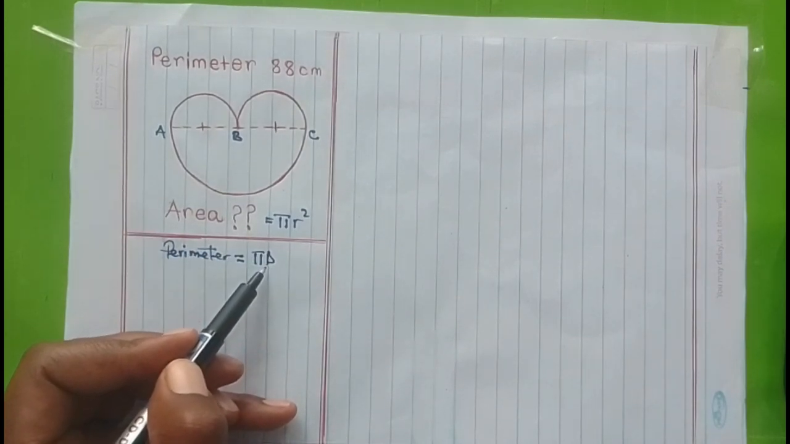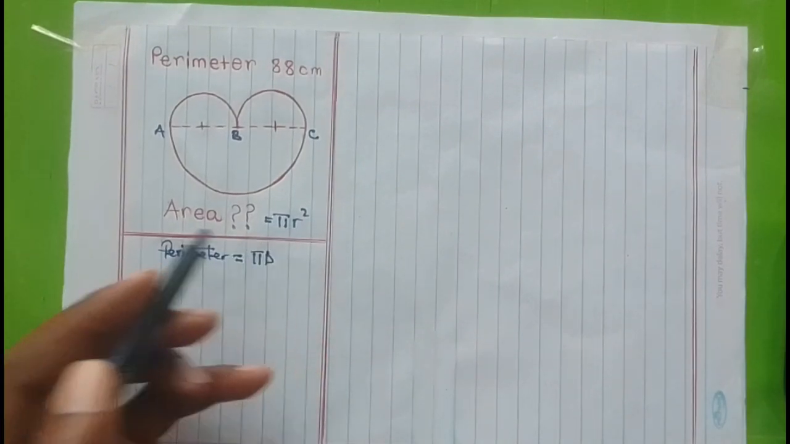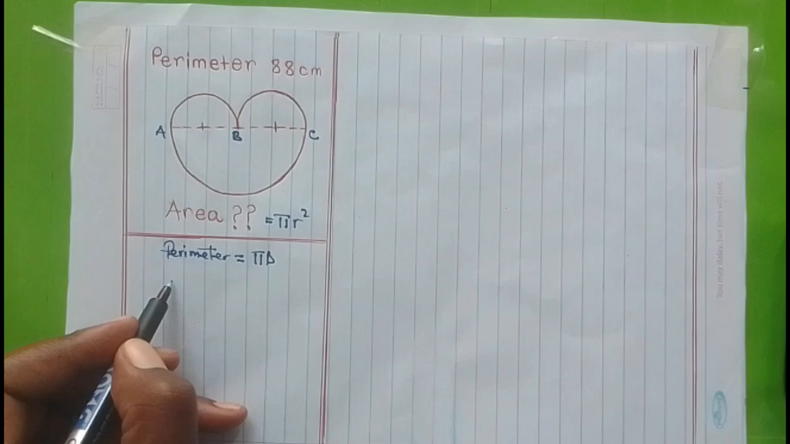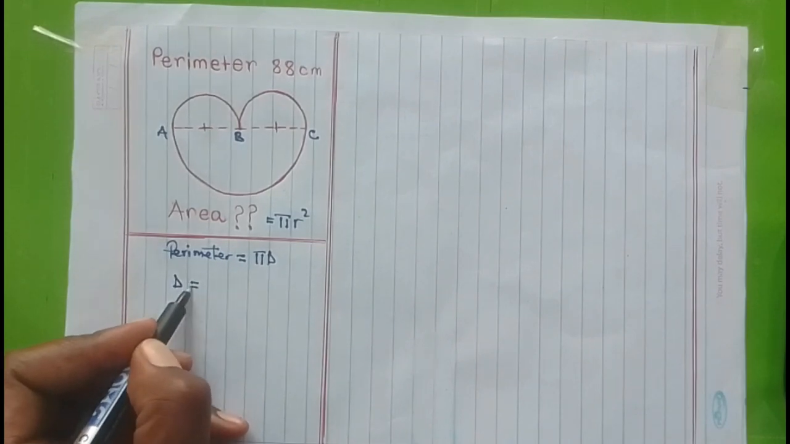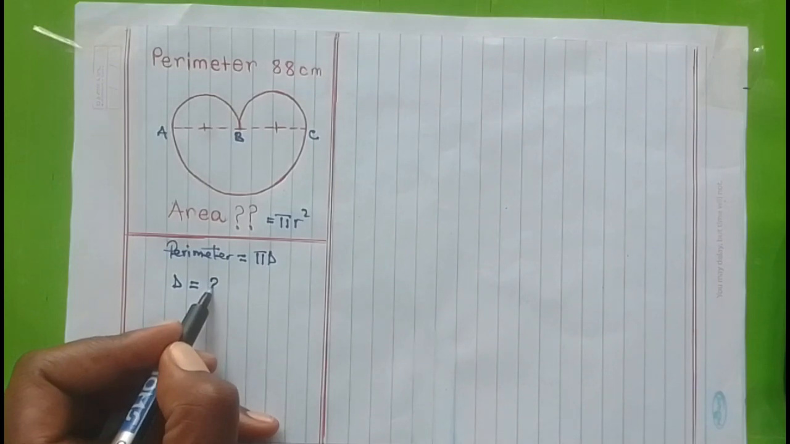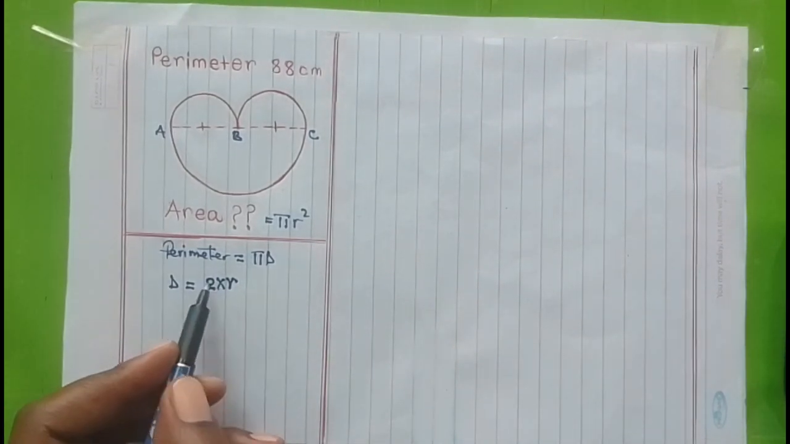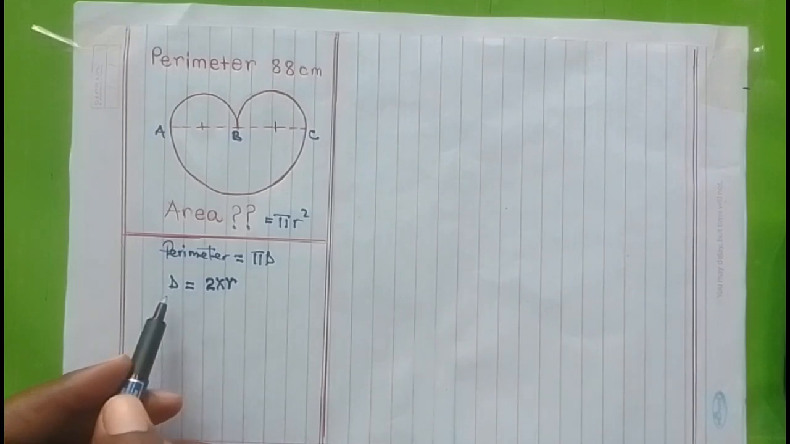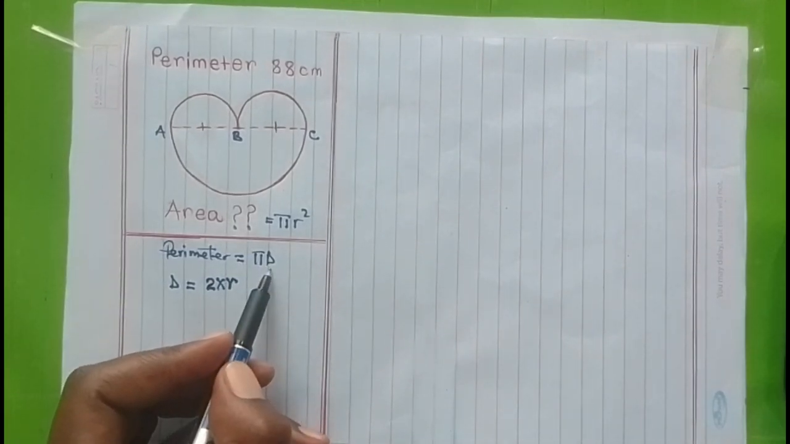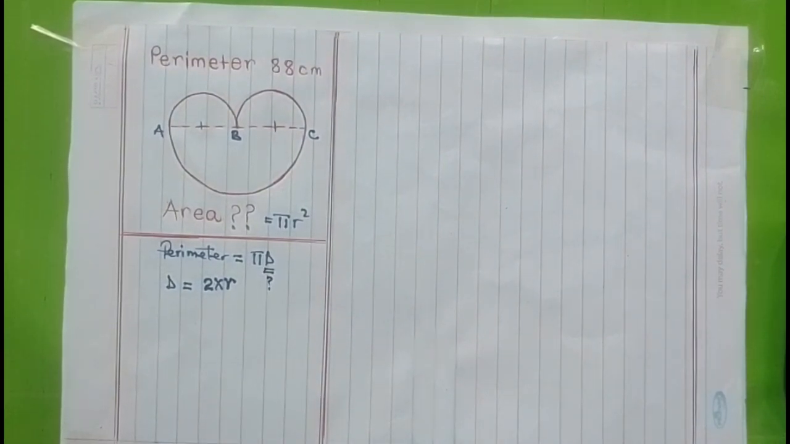If we get the diameter, then we can get the radius, because the diameter is made by two radii. So 2 times r. When you multiply two radii, you get the diameter. Now, our first thing is to find the diameter. Let's look for the diameter. And how are we going to look for the diameter?